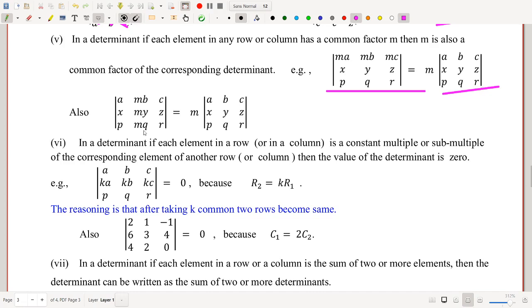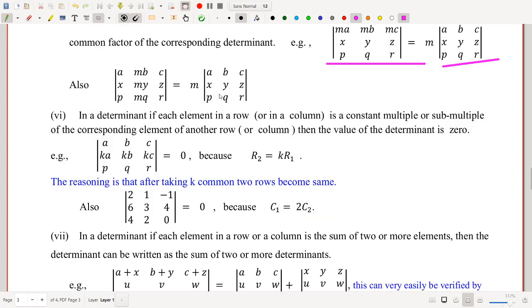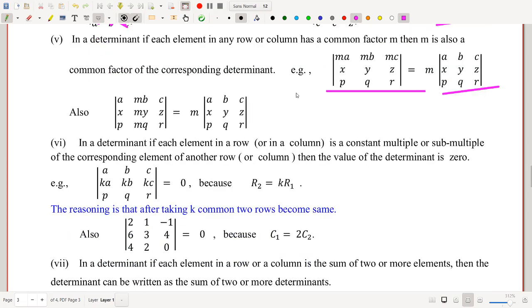Similarly, here also from the second column we can take common. Actually from any row, any column we can take common. This is also an important property that we shall use for simplifying and calculating the value of a determinant.